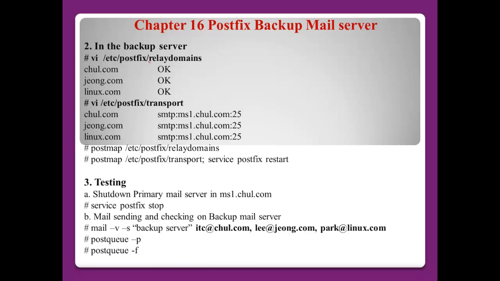Okay, and after that, we have to create the relay domains file. If you don't find it, you have to create it like this. In my case, I have three domains to relay: chal.com, jung.com, and lins.com. And then the transport file: chal.com, jung.com, lins.com. I will configure it like this, smtp, using this mail server and port number 25. And after that, we have to create the database files using this command, postmap, relay_domains and transport.